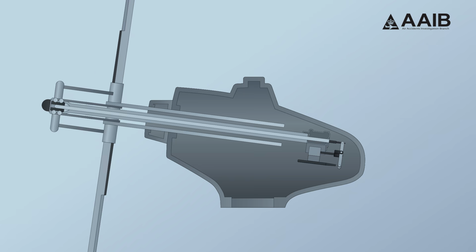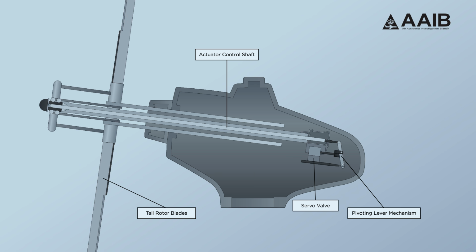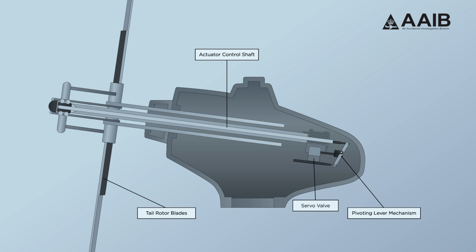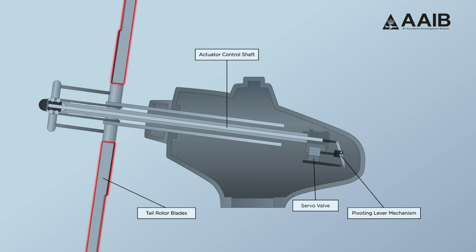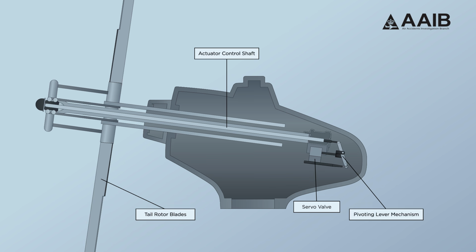These pedals move a pivoting lever mechanism, which opens a servo valve on the tail rotor hydraulic actuator. This moves the actuator control shaft via a series of pistons to change the angle of the tail rotor blades. The greater the angle, the larger the aerodynamic force generated by the blades.